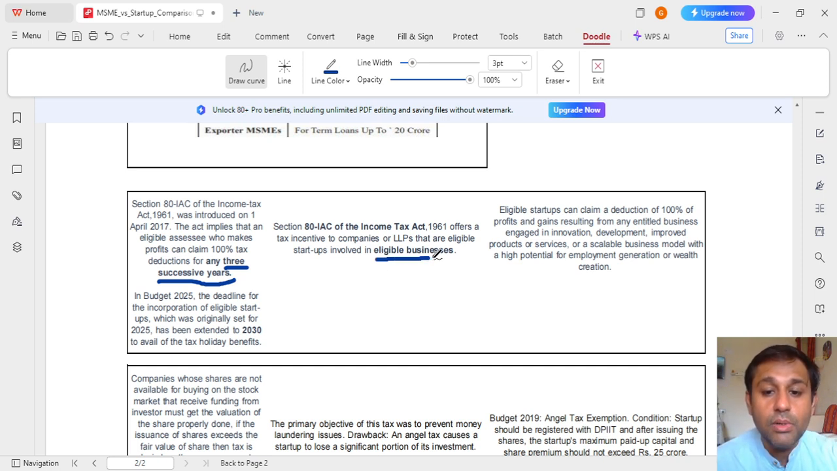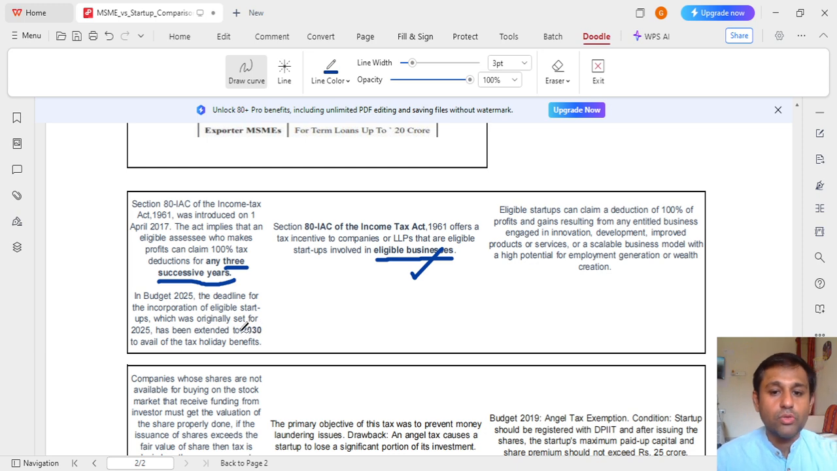So what is an eligible business? An eligible business is one wherein the profits or gains are derived from innovation, development, an improved product or service, or a scalable business model with high potential for employment generation. If the startup is deriving income from some other sources, then it will not be eligible. The income should be derived from the eligible business only.